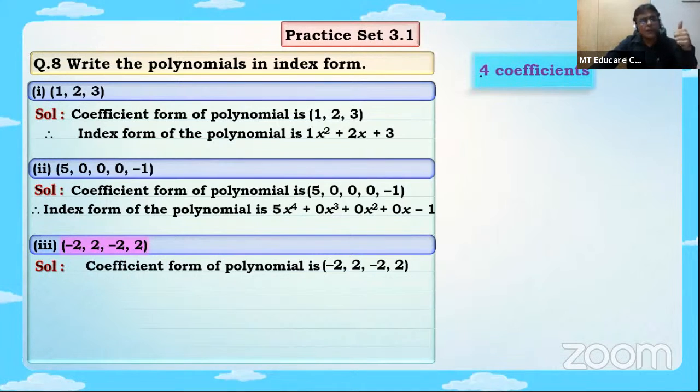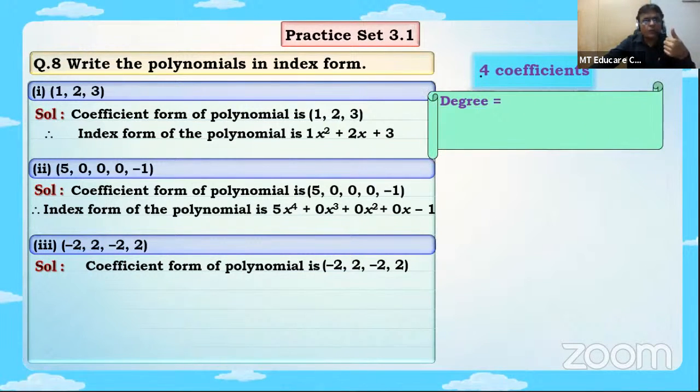So degree, what is the formula we have written just now? Degree is equal to, very good, number of coefficient minus 1. So how many coefficients are there? 4. We don't have to write this. This is for us to understand. Okay. 4 minus 1. 4 minus 1 is how much, students? 3. So my degree will be 3.